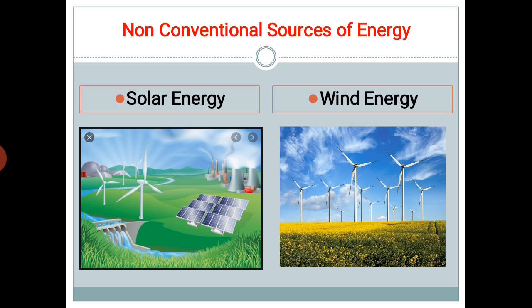Okay students, another is wind energy. Listen, wind energy is a form of solar energy. It describes the process by which wind is used to generate electricity. Students, in the areas of high wind velocity, wind is used to generate energy. In India, Gujarat, Maharashtra and Tamil Nadu have a few windmills. So this is another non-conventional source of energy.